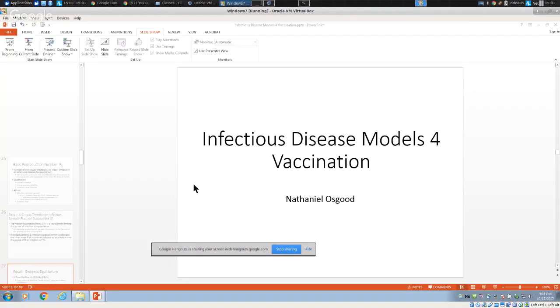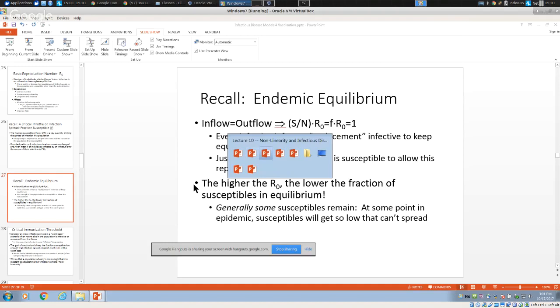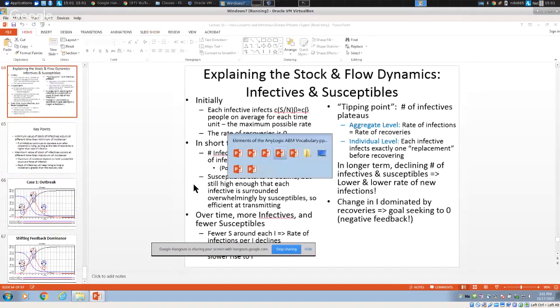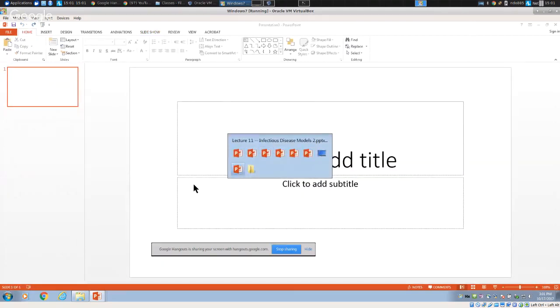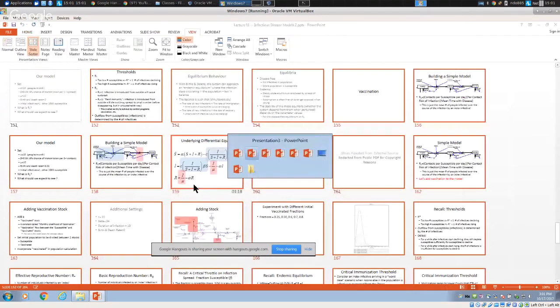There's one other topic though that I wanted to hit on, and that had to do with the notion of non-linearity in the context of these models.